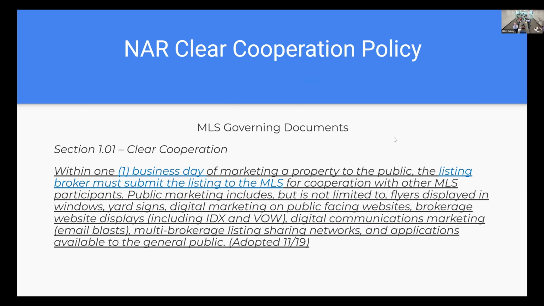Clear cooperation. This was agreed on with NAR a couple of years ago, and it was aimed at pocket listings. So if we are publicly marketing a property, it must be on the MLS within 1 business day. You have to have a listing agreement before you can do any type of marketing. If you put a sign in the front yard, you have 1 business day to have it on the MLS.